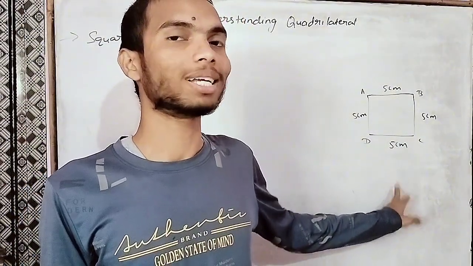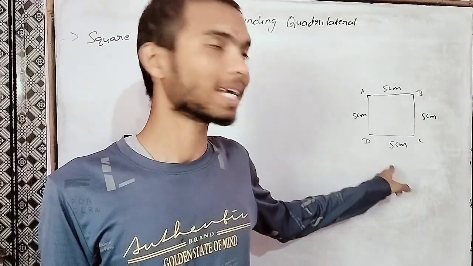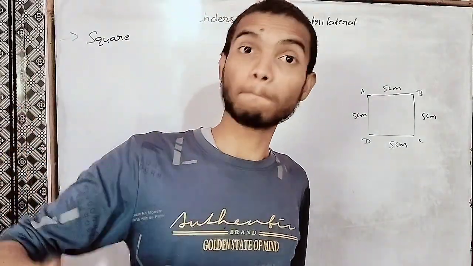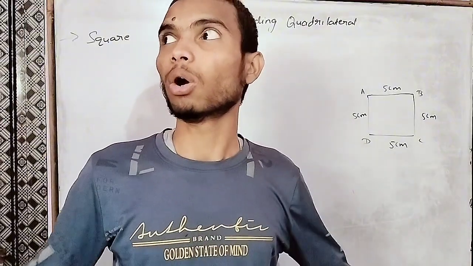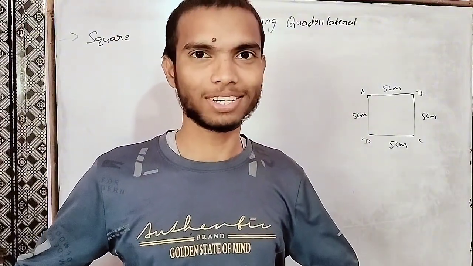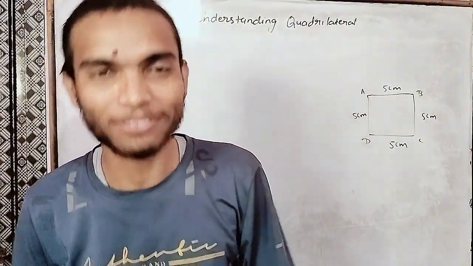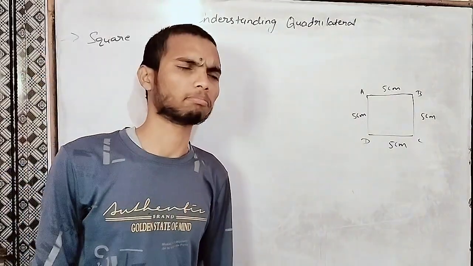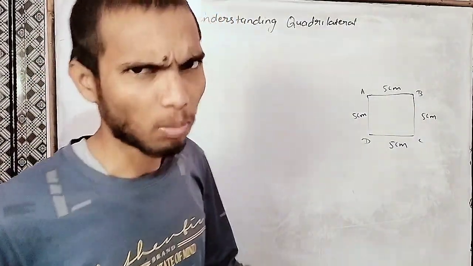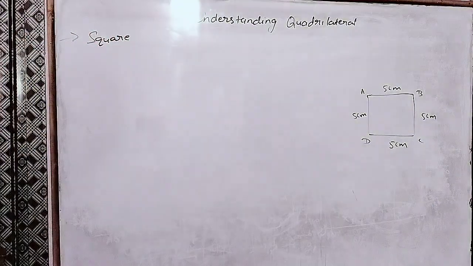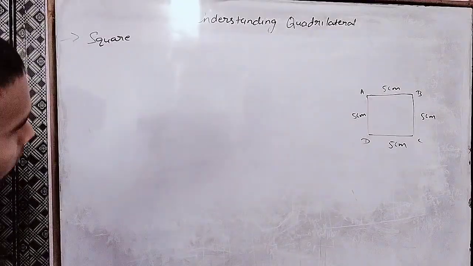Each angle of a square is 90 degrees, but the angles of a rhombus are different. You can say they make an obtuse angle, otherwise an acute angle.